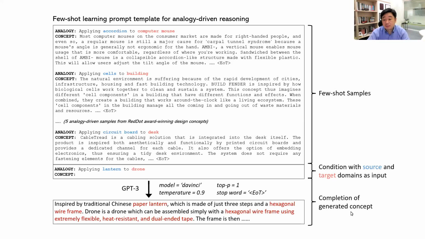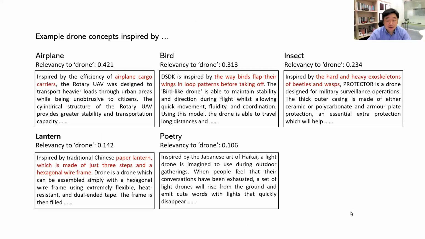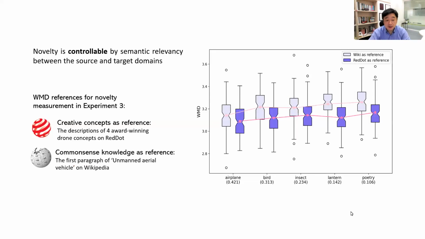With a small number of learning samples, GPT-3 actually learned design by analogy very well. We asked this GPT-3 analogical design expert to generate design concepts related to drones, but with analogical inspiration from five different domains, including airplane, bird, insect, lantern, and poetry. And the AI agent actually generated very novel and also feasible, inspiring concepts.